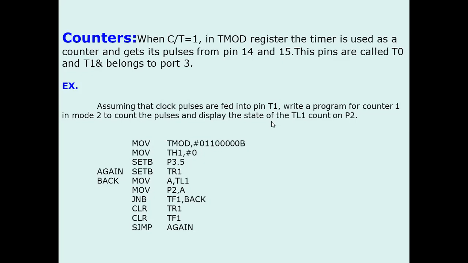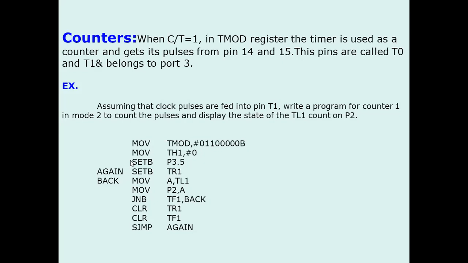Clear? Another example: assuming the clock pulses are fed into pin T1, write a program for counter 1 in mode 2 to count the pulses and display the state of the TL1 count on P2. So the pulses are coming from T1, and the TL1 state is to be shown on port 2. This is the objective of our program.